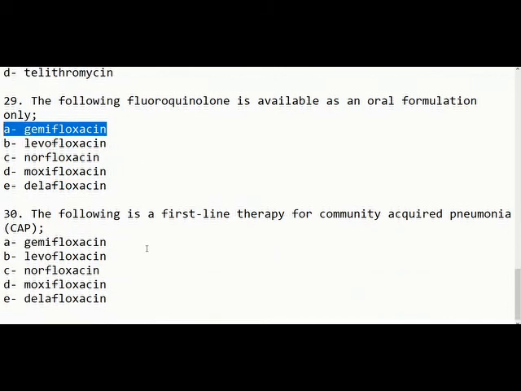So now the last MCQ of this video, the following is a first line therapy for community acquired pneumonia, which is also abbreviated as CAP, community acquired pneumonia. So what is the first line therapy for community acquired pneumonia? Options are gemifloxacin, levofloxacin, norfloxacin, moxifloxacin, and delafloxacin. Now the correct option is B, levofloxacin. Levofloxacin is the first line therapy for community acquired pneumonia.